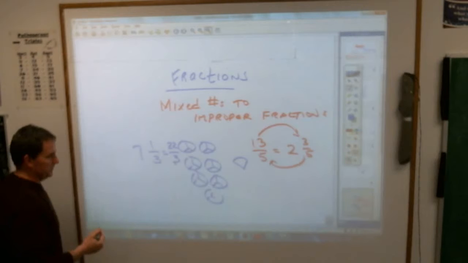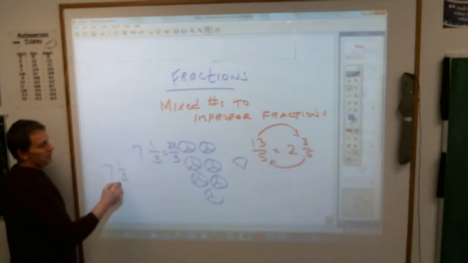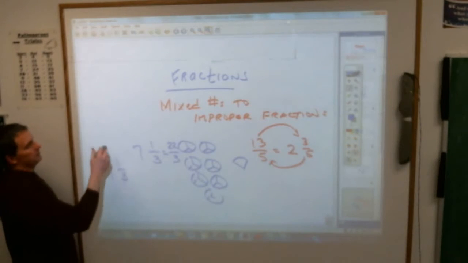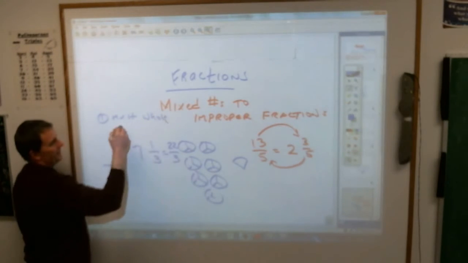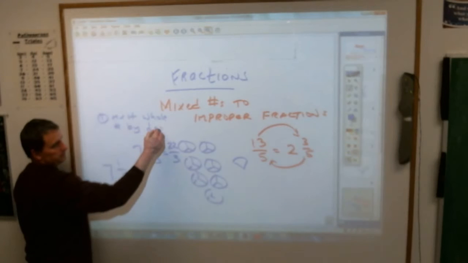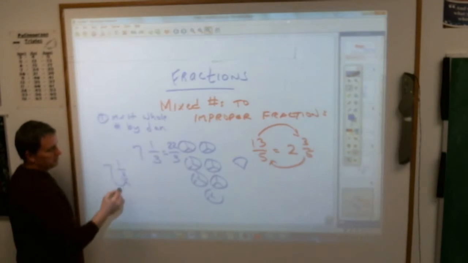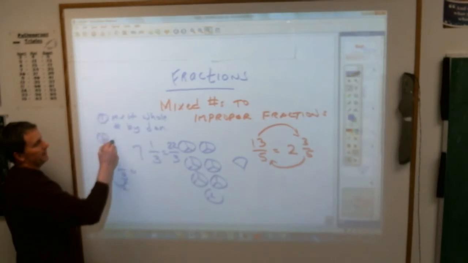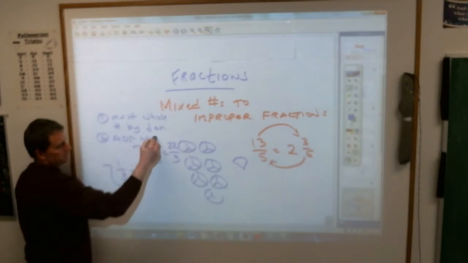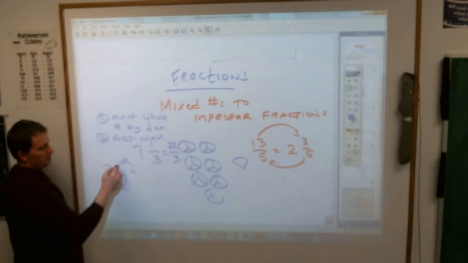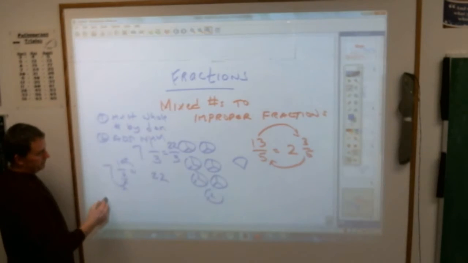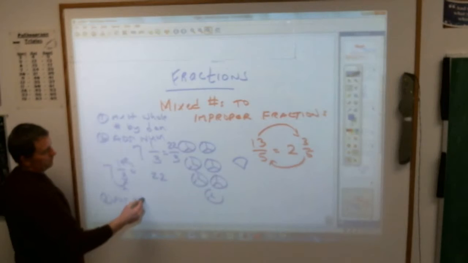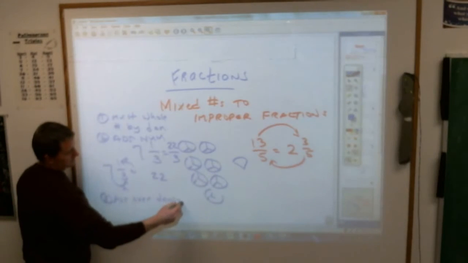So there is the short condensed version of this, which says to do this. If you're changing mixed numbers to improper, step number 1 is multiply the whole number by the denominator, which means this. You go 7 times 3, and that gives you 21. Step 2 is add the numerator to that. So 21 plus 1 gives you 22, and that is your new numerator. Put that over the old denominator. Bam.